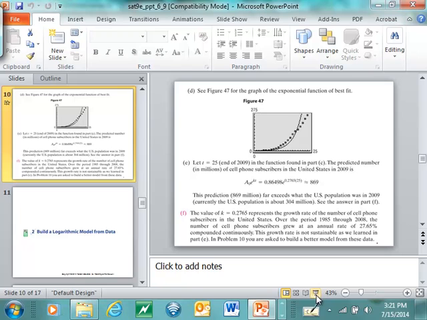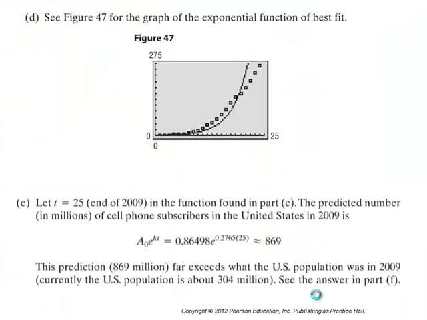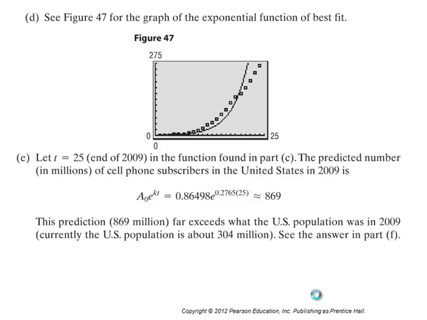Going back to the presentation here. For part C of this problem, what is the predicted number of cell phone subscribers in the U.S. in 2009? Well, the year 2009 corresponds to x being equal to 25, because if you take 2009 minus 84, that's 25. So we will plug in 25.